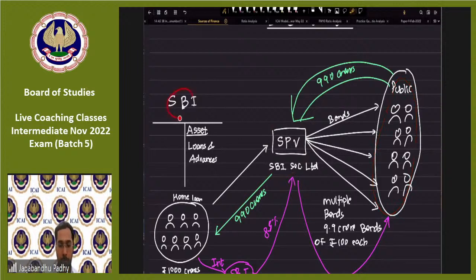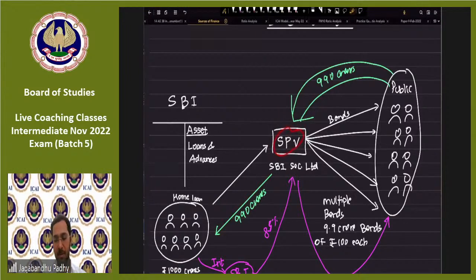So the bank, with its loan portfolio and its right or the power to recover the money, approaches the SPV and asks for an upfront payment against the loan. SPV pays this money to the State Bank of India, against which the SPV receives the power to recover that money, and SPV is going to collect money from these home loan takers.